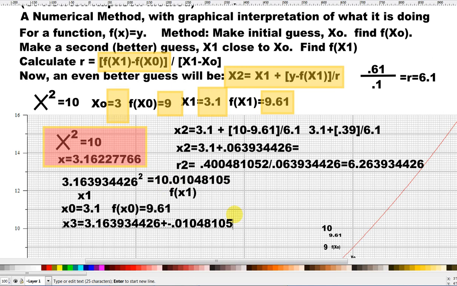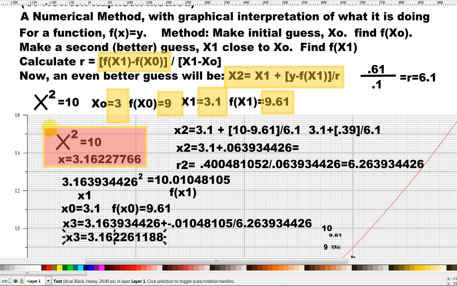0.010481005 divided by that new r, 6.26, yada, yada, yada, 39344426. Okay, so pause the video, calculate it yourself, and see what our new improved estimate is. And our amazing better estimate is x3 equals 3.162261188.